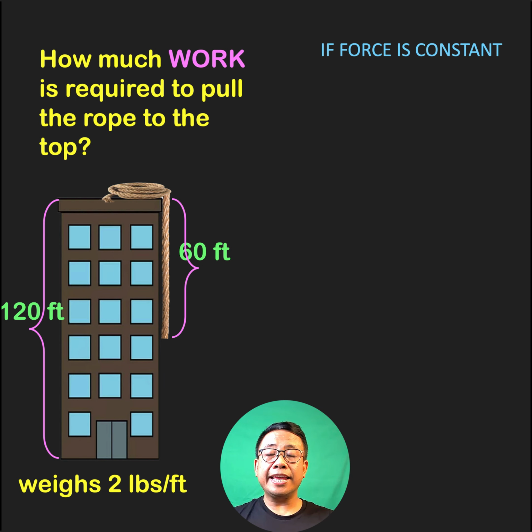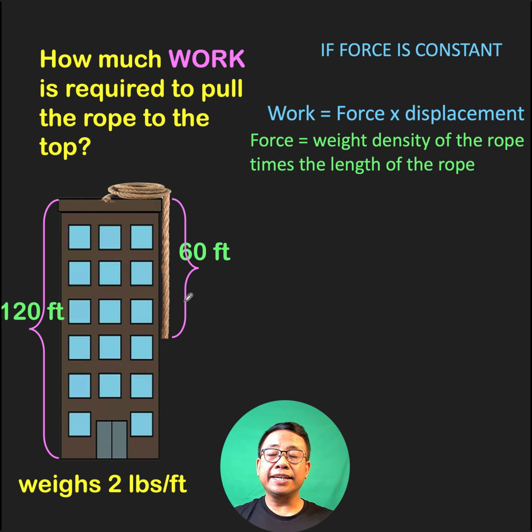Let's recall that if force is constant, then work is equal to force times displacement, or change of position. Now in this situation, the force is the weight density of the rope times the length of the rope. The longer the rope is, the more work is required in order to pull the rope up. It is given that the weight density of our rope is 2 pounds per foot. So the work done here is equal to the force times displacement.